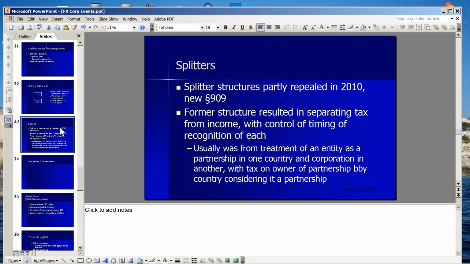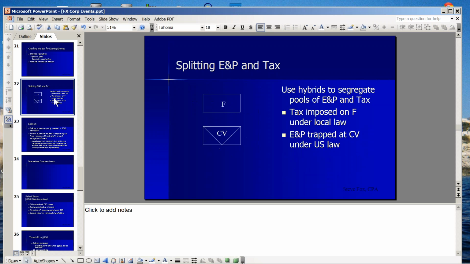So 909 is quite limited as to what it does. It gets rid of that very abusive planning structure where the taxes were brought back in to be foreign tax credits, but the income was left offshore. But it still retains that splitting of income and tax on a foreign to foreign basis.